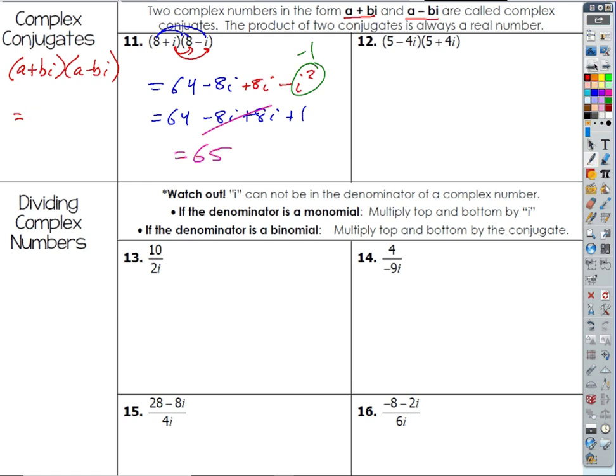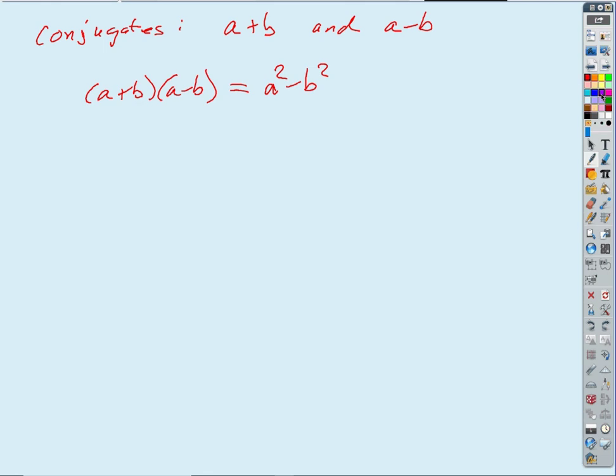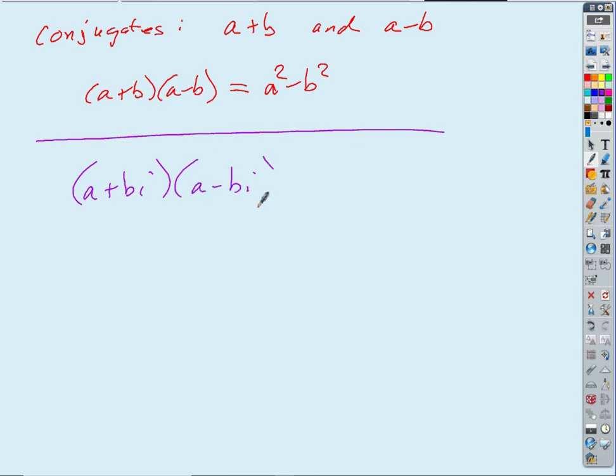In fact, let's go ahead and do the math, just so we can see it all play out. If I multiply out complex conjugates, a plus bi times a minus bi, if I do the distribution again, right? Let's do this where we have a's and b's, where we're not being specific. We're not pinning ourselves down to any specific values for a and b. This will work all the time, right?